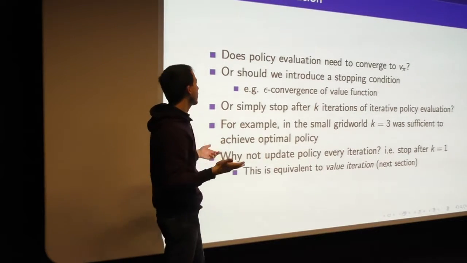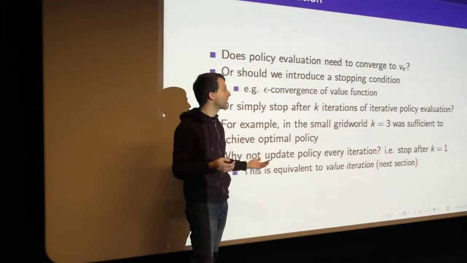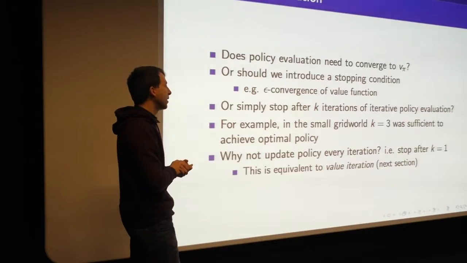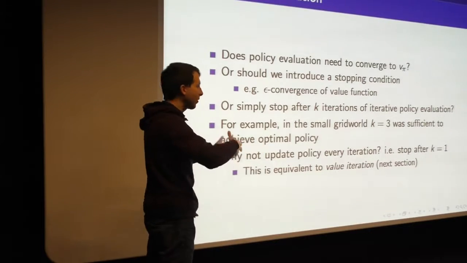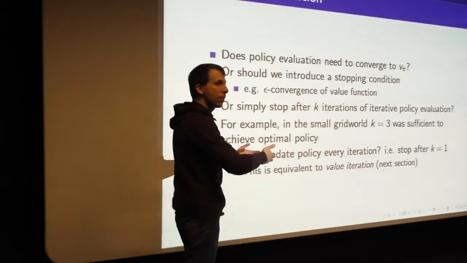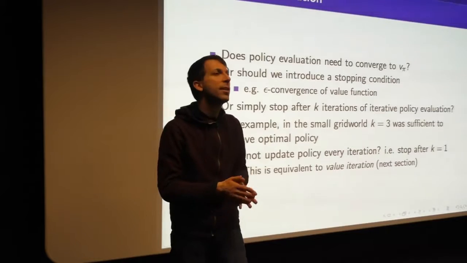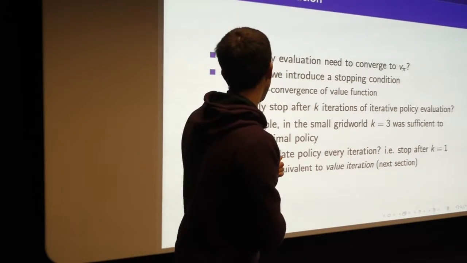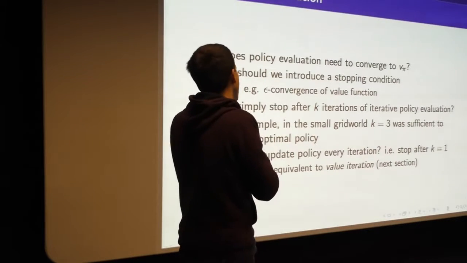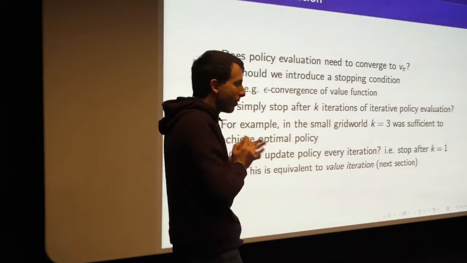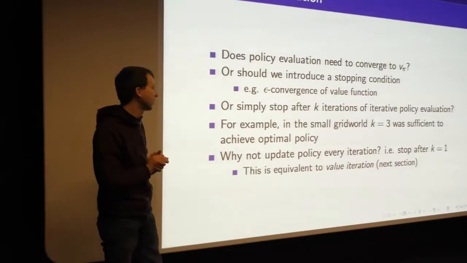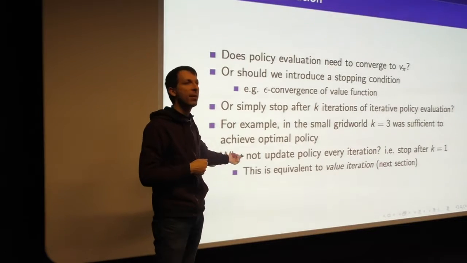So what happens if we do something more naive, like take k iterations of iterative policy evaluation, like 3 in the small grid world, and then improve your policy? This is a perfectly reasonable algorithm, and it still converges to the optimal policy. I'm not going to prove that, except in one special case, which is the extreme case of this, when we just stop after k equals 1.